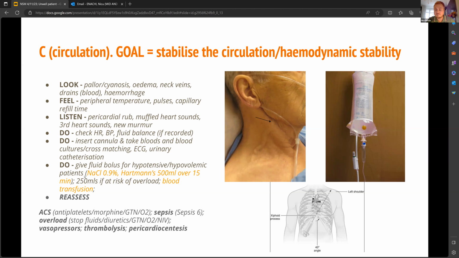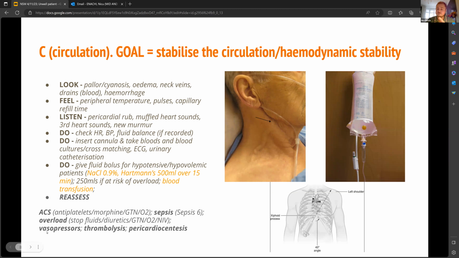You think about the tachycardia and the bradycardia algorithms here as well. Other things I've included here in the slide are things like, if this so far looks and feels like an acute coronary syndrome, think about giving antiplatelets, morphine, GTN, oxygen. If it looks like sepsis, make sure you follow a Sepsis 6 pathway. If the patient appears to be overloaded, think about stopping those fluids and giving some diuretics, GTN, oxygen, non-invasive ventilation.